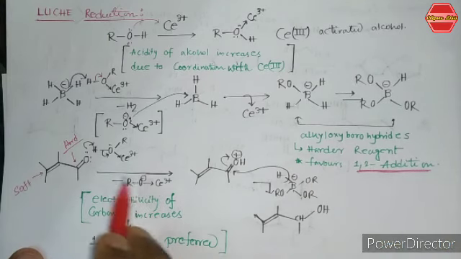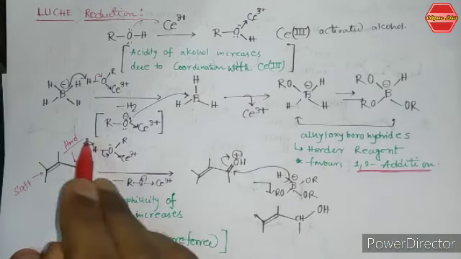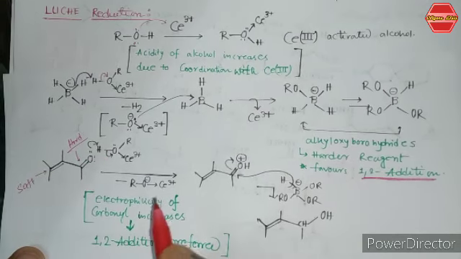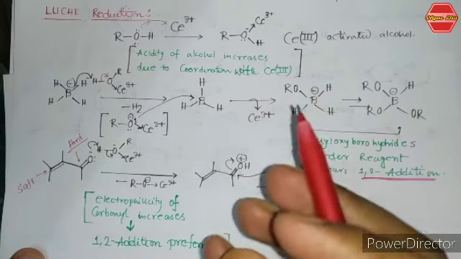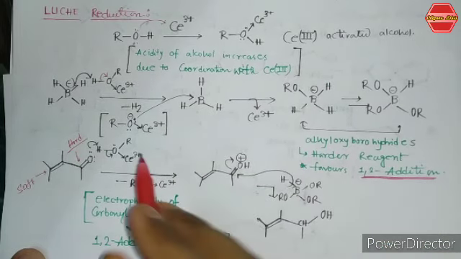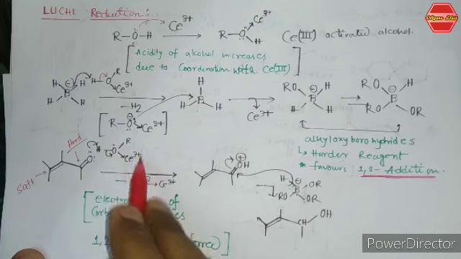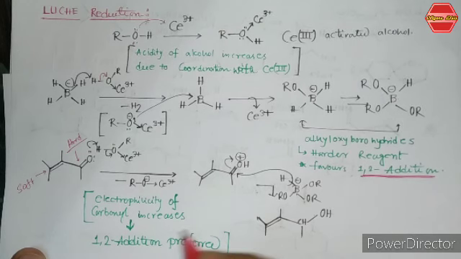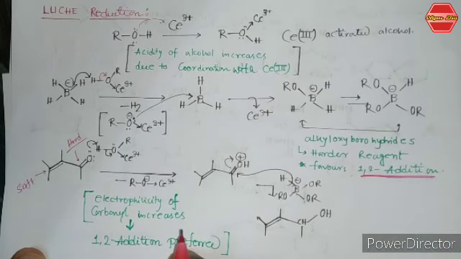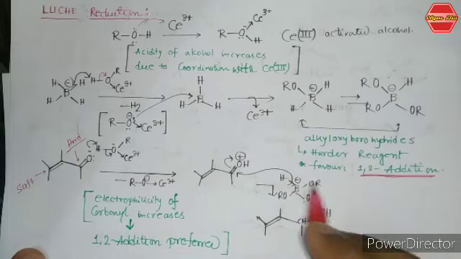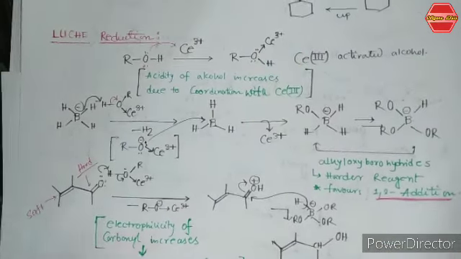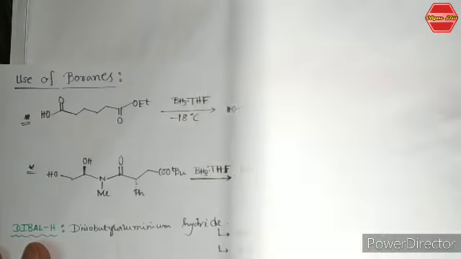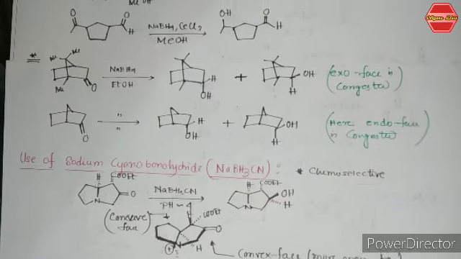Now see, the important step is why this is attacked with this ketone. It is just because the electrophilicity is much more increased. Okay, so that is why this oxygen lone pair is coordinated with this cerium complex, and it also favors the 1,2 addition. So both the systems are favorable to 1,2 addition, and that is why this product is formed. Okay, so this is the very important Luche reduction, and you have to know the mechanism. Now let's go to the examples of Luche reduction.